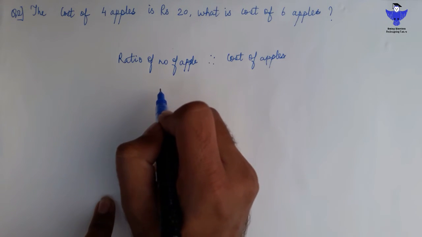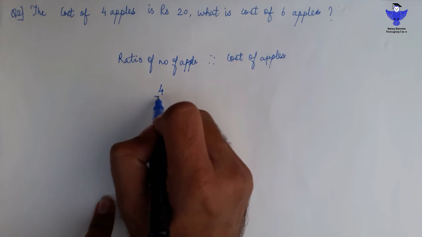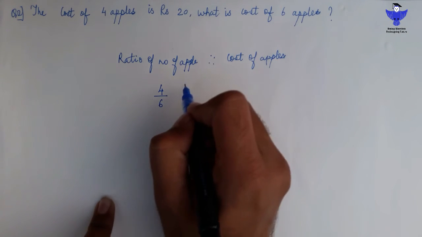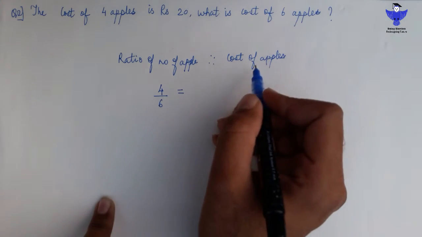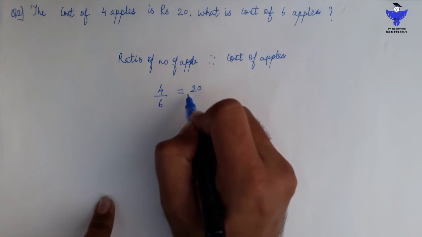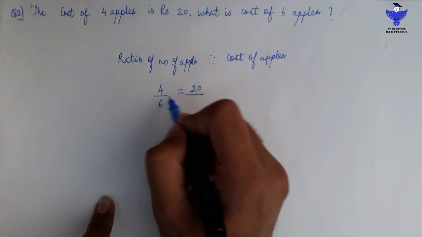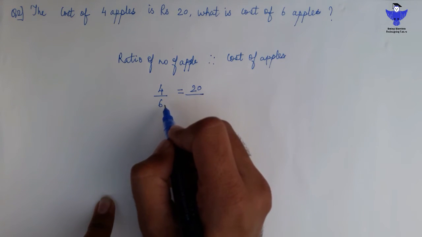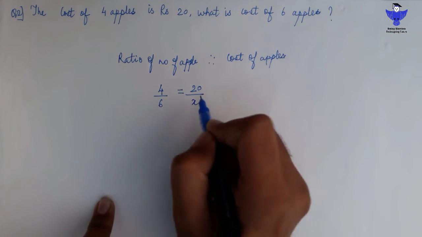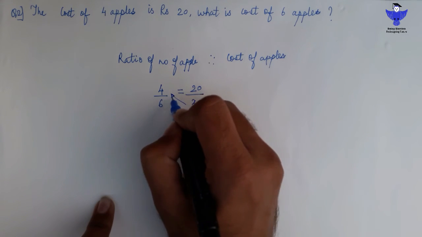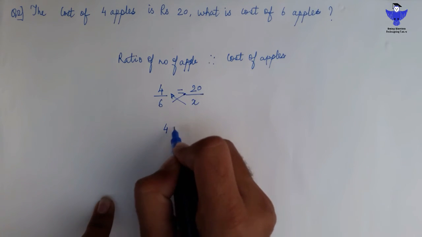So the ratio of number of apples, here the quantity is 4 and the quantity is 6, and the other is the cost of apples, which is 20. If 4 apples are taken, the cost of 4 apples will be 20. Then the cost of 6 apples will be x. Then by doing cross multiplication, we will get the answer.